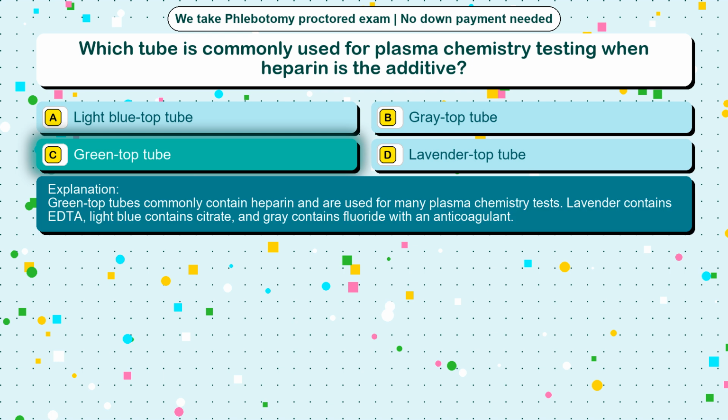Green top tubes commonly contain heparin and are used for many plasma chemistry tests. Lavender contains EDTA, light blue contains citrate, and gray contains fluoride with an anticoagulant.